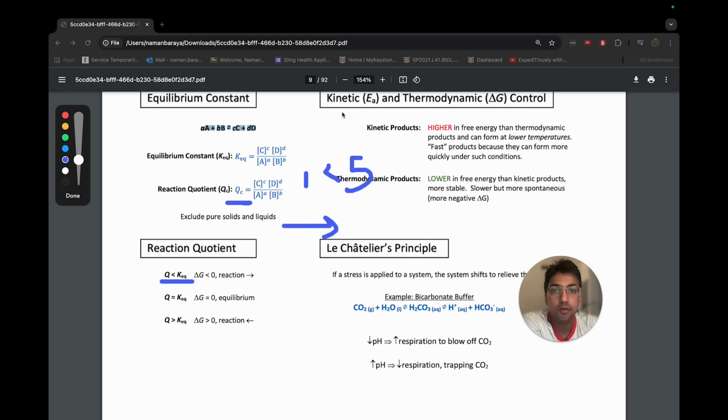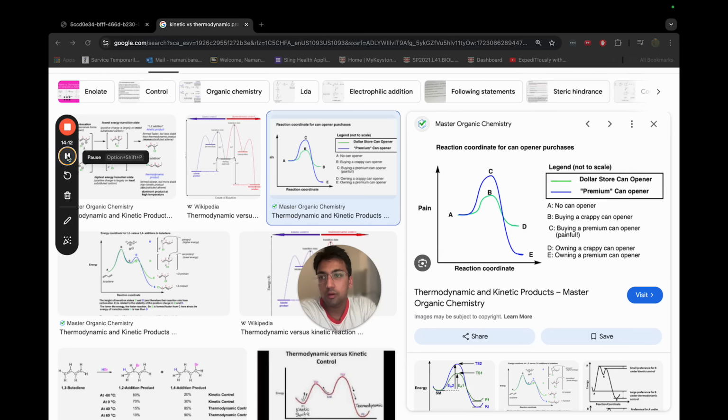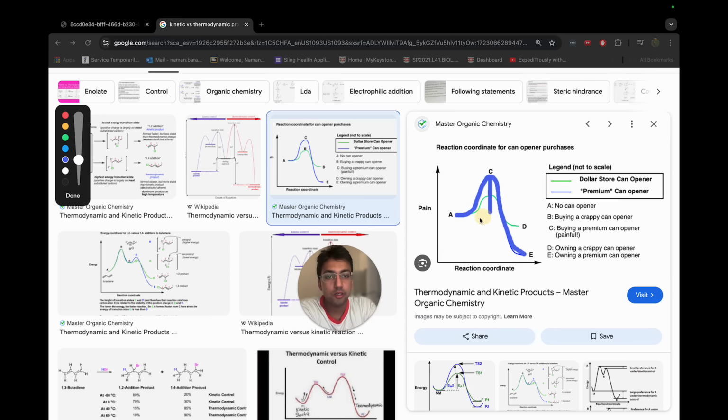All right, now we have kinetic and thermodynamic control. So kinetic products versus thermodynamic products. I'm going to show you an example because it'll be easier. So this is a thermodynamic product over here, because the activation energy is a lot higher, so it takes a lot more energy to go over and actually make this end product E. But this E end product is a lot more stable than D over here.